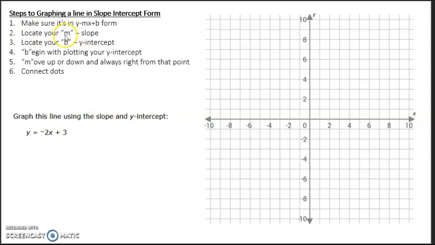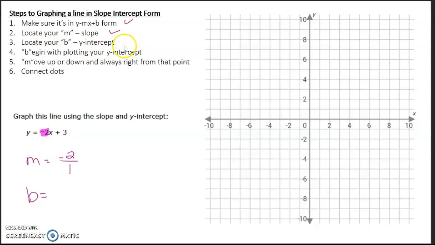Step 2, locate your m. That's your slope. So we need an m, and I know that my m is the number in front of x. We have been practicing this so much. So my m is -2. I also know that slope needs to be rise over run, so let's just make that a fraction. It's -2 over 1.